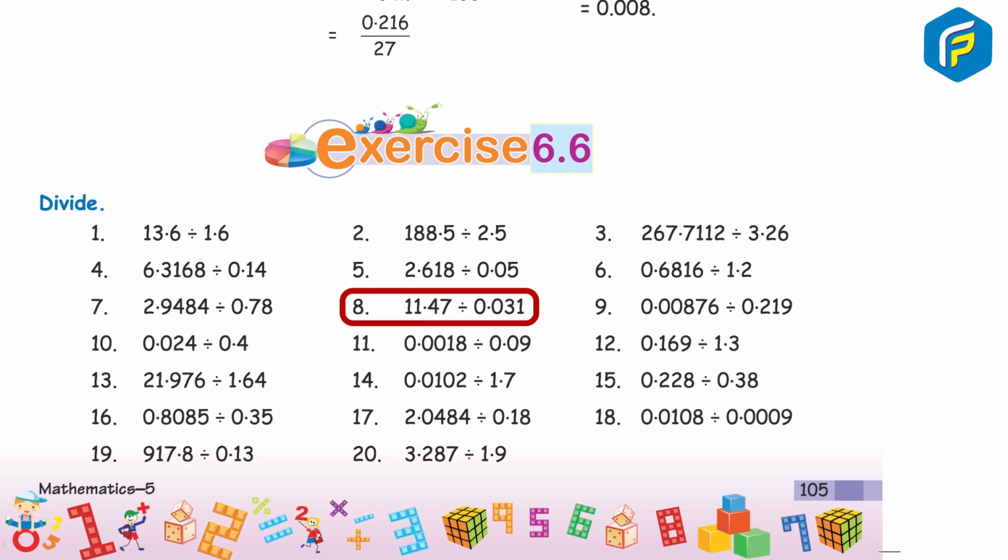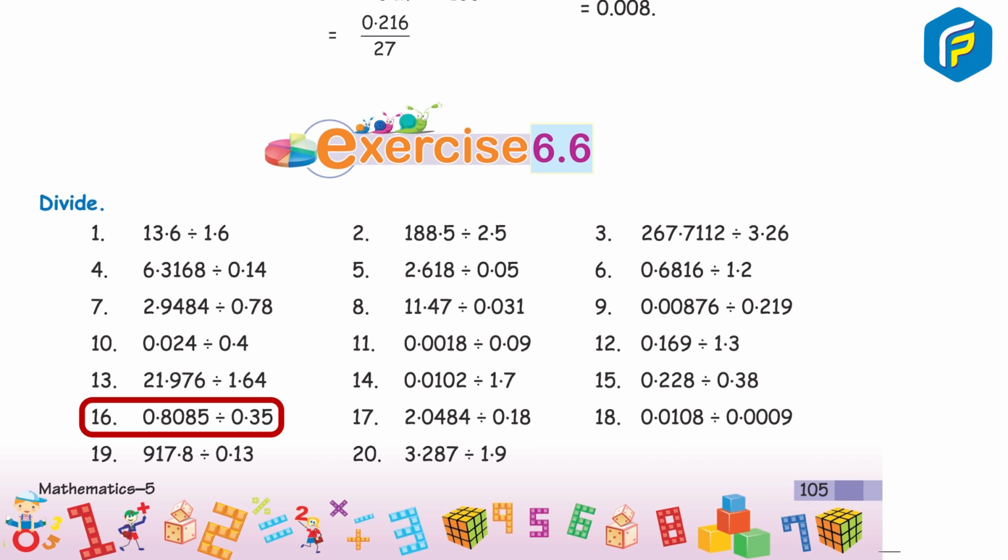8. 11.47 divided by 0.031. 9. 0.00876 divided by 0.219. 10. 0.024 divided by 0.4. 11. 0.0018 divided by 0.09. 12. 0.169 divided by 1.3. 13. 21.976 divided by 1.64. 14. 0.0102 divided by 1.7. 15. 0.228 divided by 0.38.